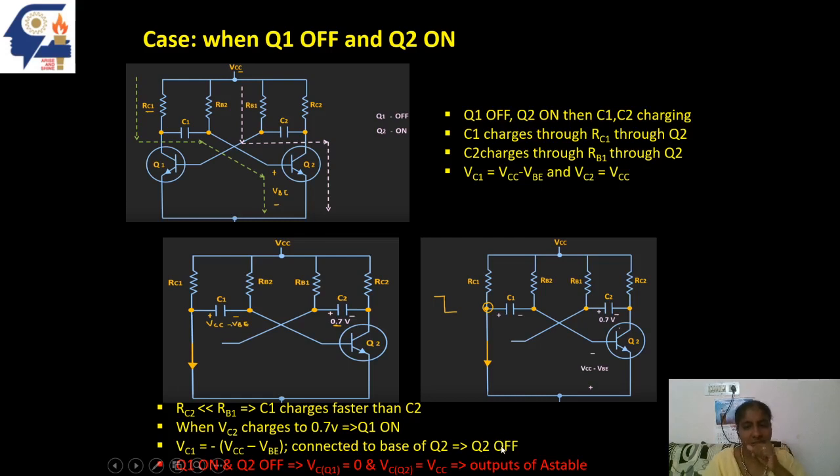Whichever transistor is in the off state, the voltage is VCC. Whichever transistor is in the on state, the voltage is 0 volts. Hence, it is switching from VCC to 0 because the transistor is in the on state, and 0 voltage is the output now. And the off state transistor will give a 0 to VCC switchover, and these are the outputs we are collecting at the collector points of the two transistors. These are the outputs of the astable multivibrator.